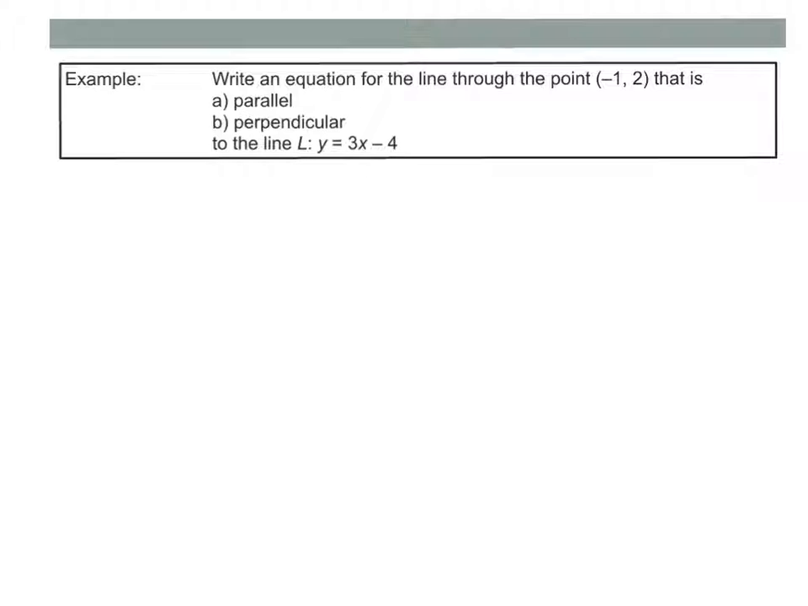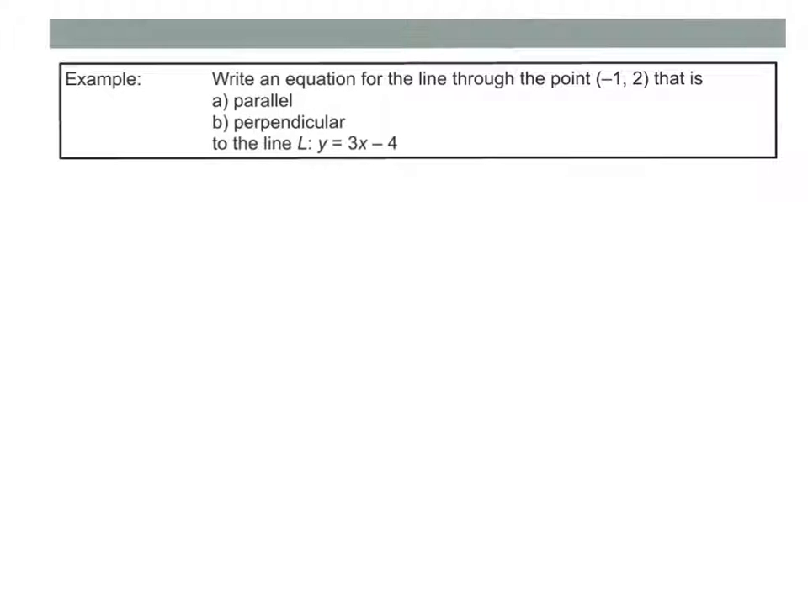Okay, they gave you, and we did it in grid 10, this line, y equals 3x minus 4. They tell you a specific point they want it to go through. So they want the two lines you're creating to both go through negative 1, 2. And you want one that's parallel and one that's perpendicular.